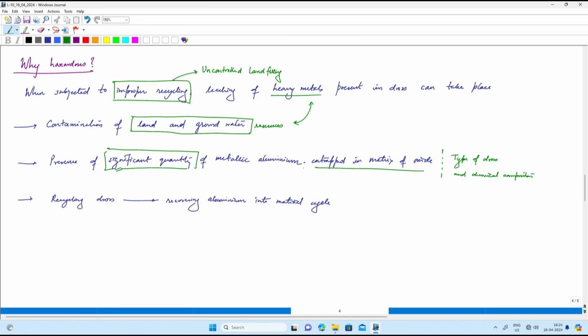And of course, when we are able to recycle all of the dross, the recovery of aluminium oxide is also possible. So when we recycle dross, we are basically recovering aluminium into the material cycle. So bringing back aluminium from the dross into the material cycle, which could again be used in various applications. And that would be done only after extracting the metal and refining it and achieving the desired composition, as we had discussed in the previous class.